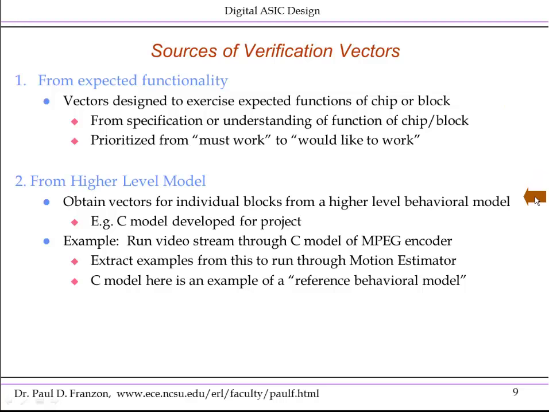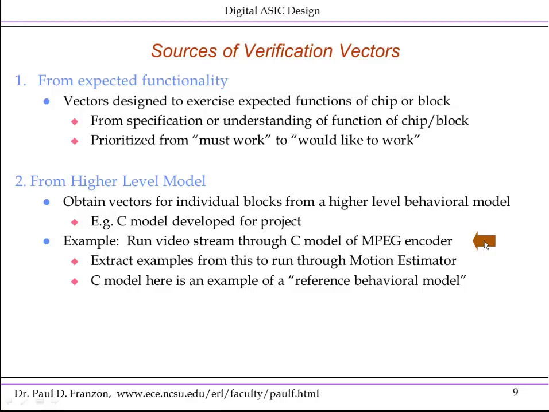Another source of verification vectors is from a higher level model. That is, you have a C-level model that runs for your chip as a whole, for example, a complete video compression model. And you can use this to generate input and output vectors for your particular submodule. For example, part of the C model for an MPEG encoder would actually run the motion estimator. And that will produce sample inputs and expected outputs for the motion estimator that you can then apply to your design.